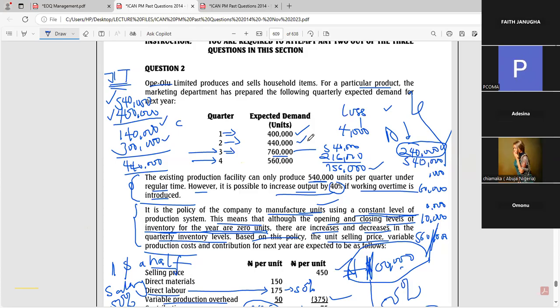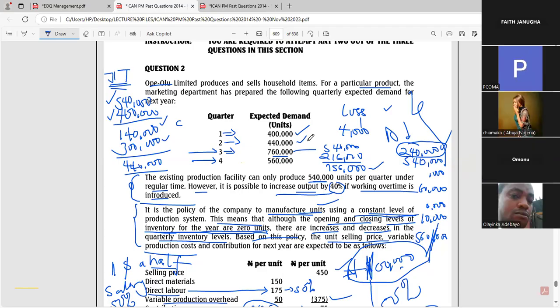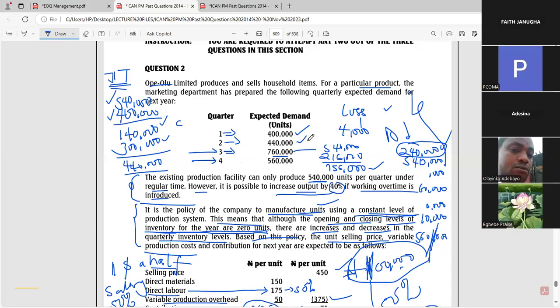Please, Faith, ask your question. Can you hear me, sir? Yes, please. My question is, why are we using the 40% on the demand and not the capacity? We did it on capacity. Please punch your calculator again. 540 times 40% is 216. The first time we did it on demand, we were wrong. The question says that it is possible to increase output, and output is our capacity, 540. Are we good?